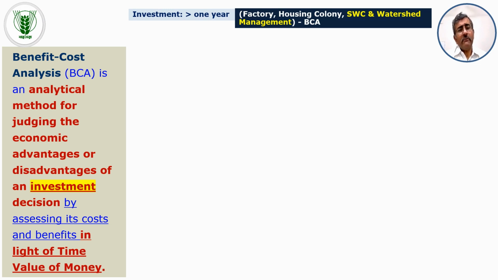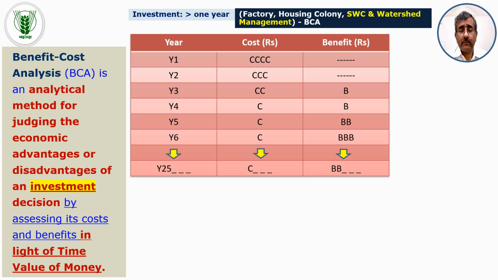Now, when we talk of investment, it means more than 1 year period. Examples are setting up a factory, building a housing colony, or executing a soil water conservation technology or a watershed management project. For these cases, we need benefit cost analysis. Why? Because they have a certain peculiarity.